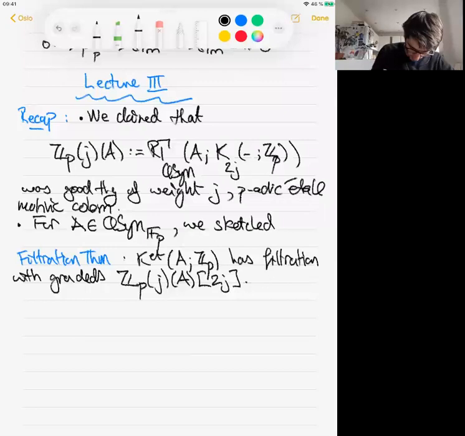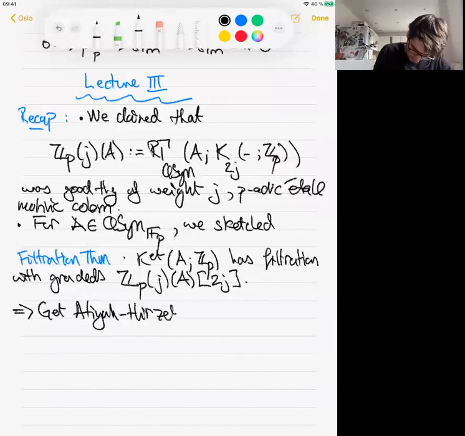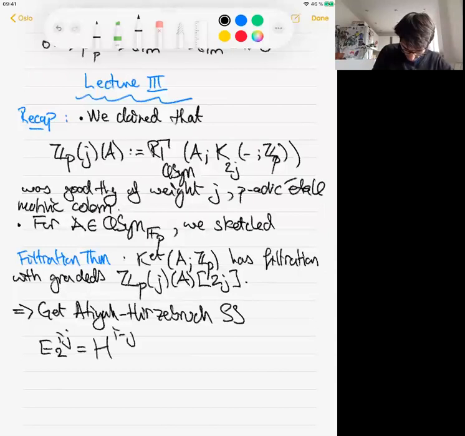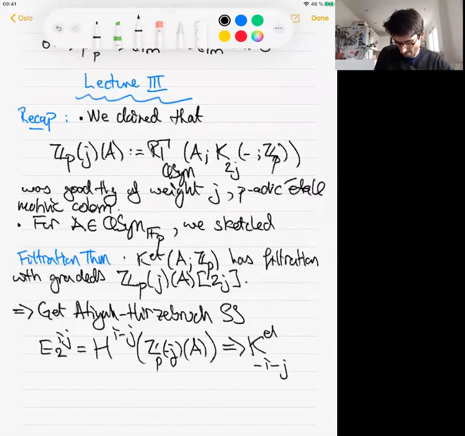And therefore we get, in particular, a Thomason-Hertzenbuch spectral sequence, coming from, let me check my indexing. So my E2 page is the H^{i-j} of this theory, it's the Z_p(j). Oh no, I'm going to put my things in negative degree now, aren't I? That's why I've decided to flip it. So this is my weight -j, degree i-j motivic cohomology. And this will be converging to K_{-i-j} of A.